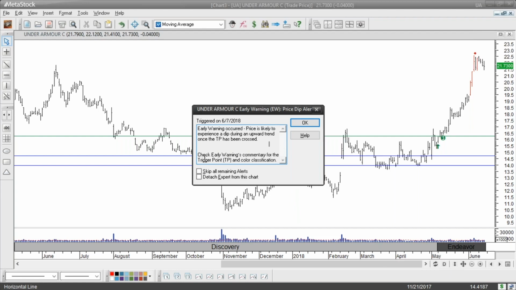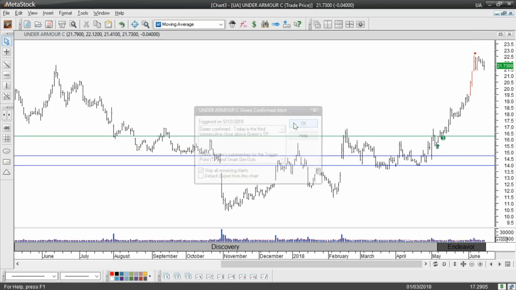Remember before when we were talking about smart get outs and I gave you the definition of early warning? Well, that's exactly what we have right here. And we can see that this happened on 6/7. Early warning occurred. Price is likely to experience a dip during an upward trend once its TP has been crossed. TP stands for trigger point. Okay, good information. This is reconfirming that on 5/10 we did have a green confirmed. I'm going to skip all the remaining alerts.